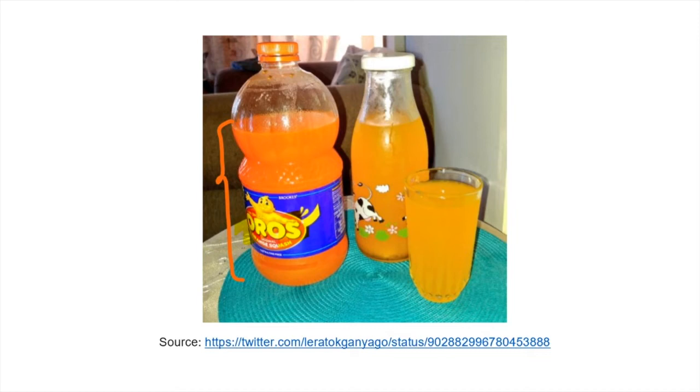But we say that this is a homogeneous mixture because once the water and the Oros have been mixed, it's difficult to distinguish between the two. It looks like we have one solution that is now orange, and that is why this is a homogeneous mixture.